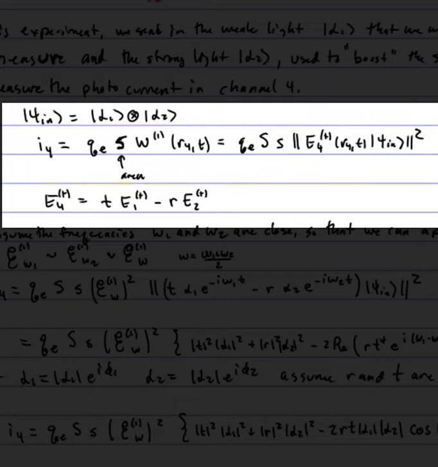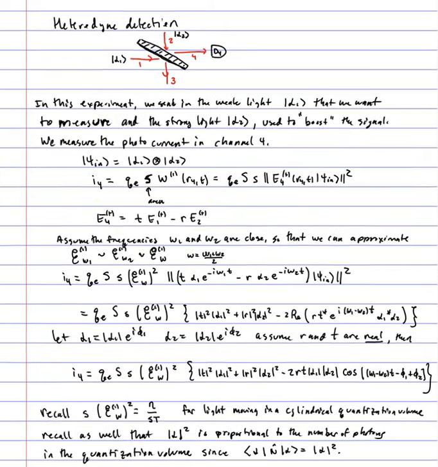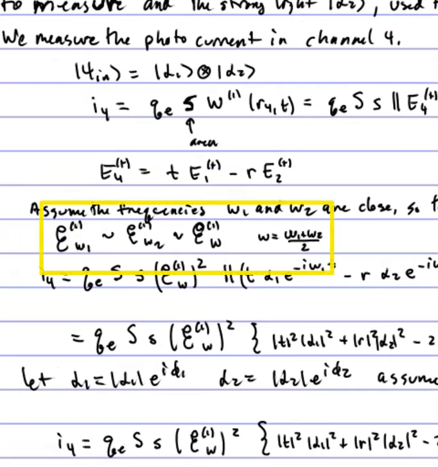Now, the strategy that we use to solve these problems is we always relate the output fields to the input fields. So E_4^+ is just equal to the transmission amplitude T times E_1^+ minus R times E_2^+, and that minus sign is coming in because port 2 is going through the glass side of the beam splitter. We're going to assume the frequencies omega 1 and omega 2 are close so that we can approximate the single photon amplitude epsilon_1 of omega_1 to be approximately the same as epsilon_1 of omega_2.